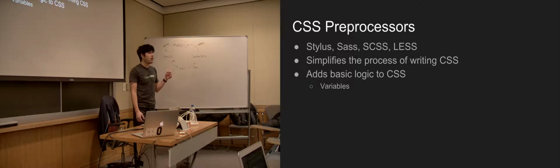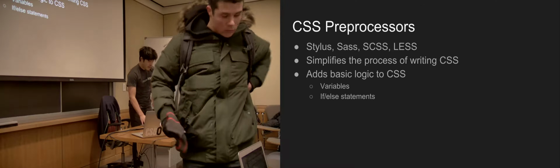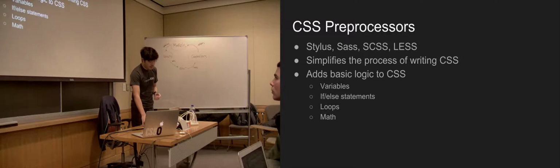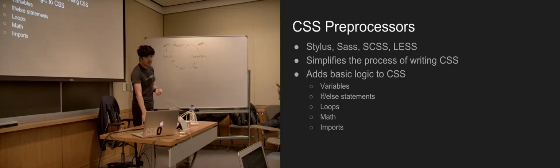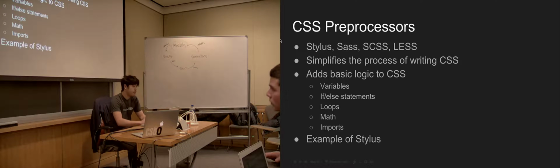Yeah? So you could reuse the same style for different things over and over. Exactly. We can reuse the same style for a bunch of things, and then if we want to change it later, we change it in one place rather than having to find every single instance of it in the CSS. We get if-else statements, loops, math, imports. And so the one we're going to choose is called stylus, and so I'll give you a quick rundown on how that works.